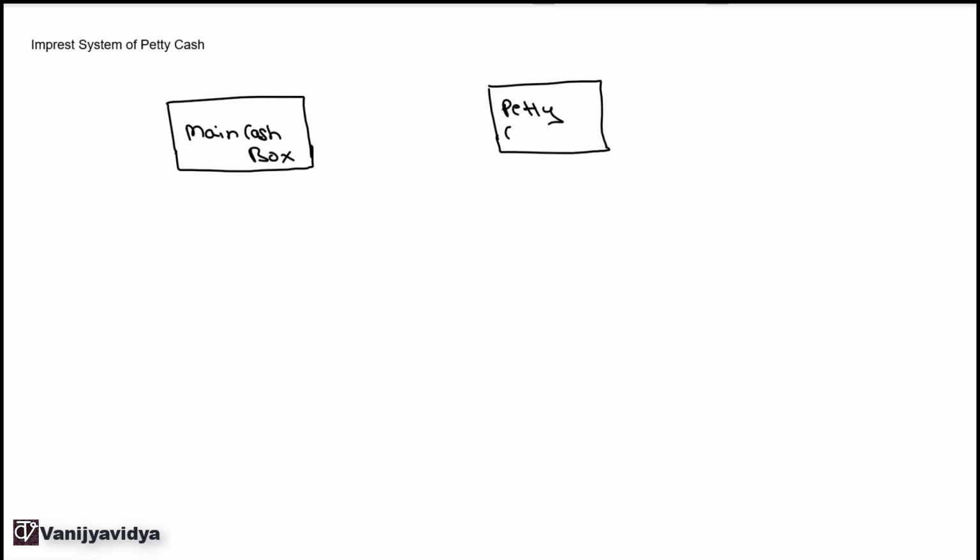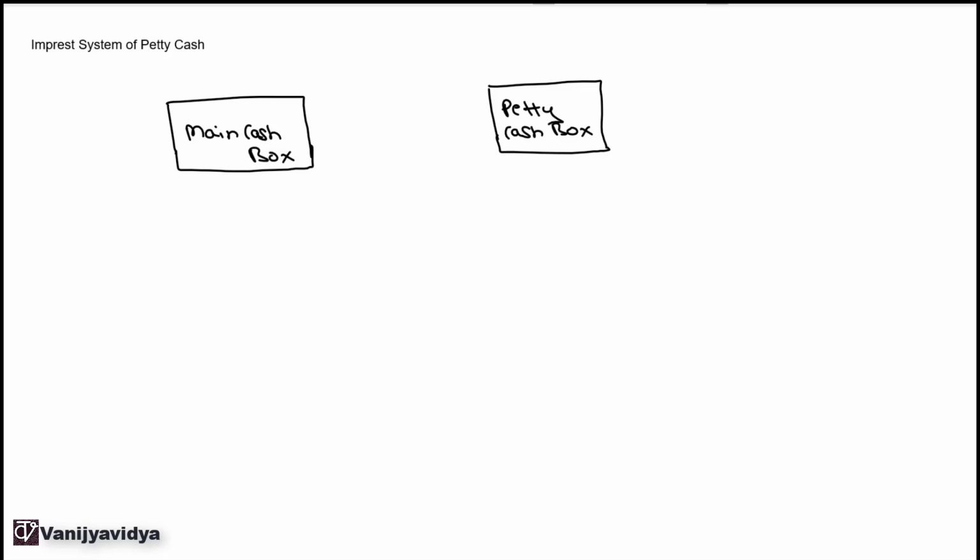Now let us understand what is the Imprest system of petty cash. Say this is a main cashier, main cash box, and this is a petty cash box. Now there is some amount which is decided between a main cashier and petty cashier depending on the expenses. So that amount has to be maintained as a balance in the petty cash box at the beginning of every week, or it may be at the beginning of the day, or at the beginning of every fortnight, or at the beginning of the month, depending on the policy of the business.